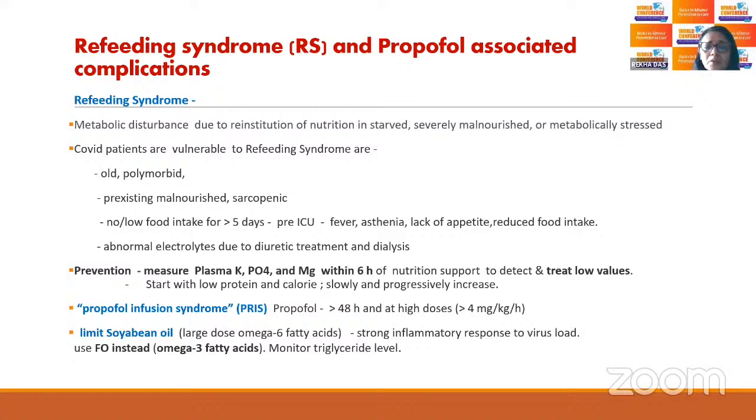Propofol infusion syndrome is seen when propofol is given in a high dose of more than 4 milligram per kg per hour for more than 48 hours. It can lead to hyperlipidemia and many other dreaded complications. Hyperlipidemia is also seen when patients are given soybean oil, which contains omega-6 fatty acid that gives rise to a strong inflammatory response. So fish oil may be used instead, and you have to keep monitoring the triglyceride level when you are giving these substances.